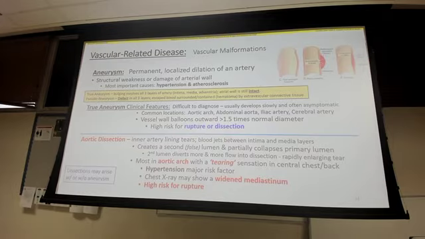That's how these guys form. The true aneurysms are going to be caused by high blood pressure and high cholesterol. Pseudo, typically from a procedure. Now, for the true aneurysms, these guys are hard to diagnose.